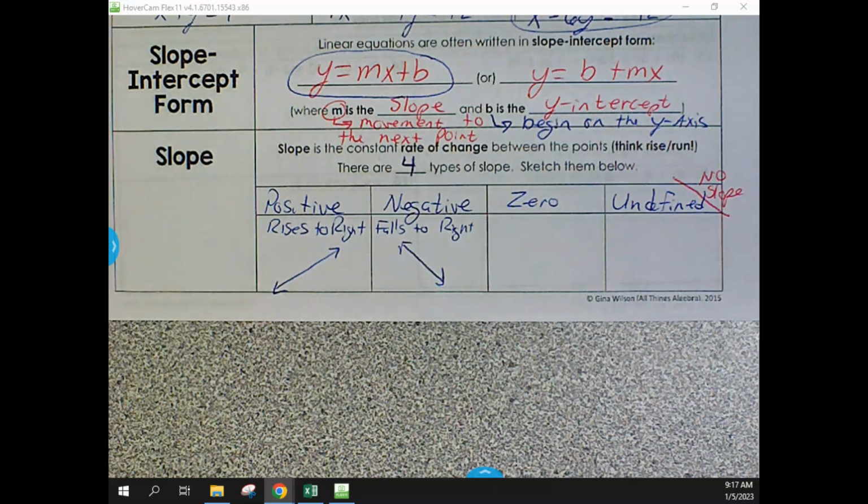Everybody usually remembers those because that's stuff you've done since probably sixth grade, maybe seventh grade. Zero and undefined are the two that usually get people, because this is where it starts getting tough. You've got one that's going to be horizontal and one that's going to be vertical, and we have to figure out which one it is. Here's the trick I finally figured out. When I was in your shoes, I remembered it just long enough for the test, and then it was gone.